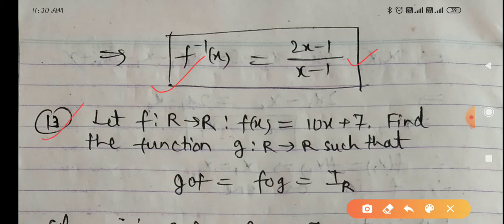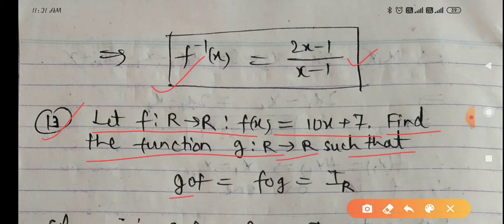Question number 13. Now composition. Use of composition is coming. By using composition, we will show the given two functions are invertible functions, or they are the inverses of each other. So first of all, in the question it is given f from R to R, f(x) equals tan x plus 7. Find the function g, also from R to R, such that gof equals fog equals I_R. This is the condition.